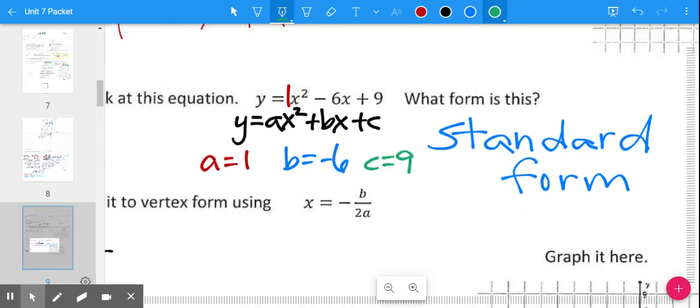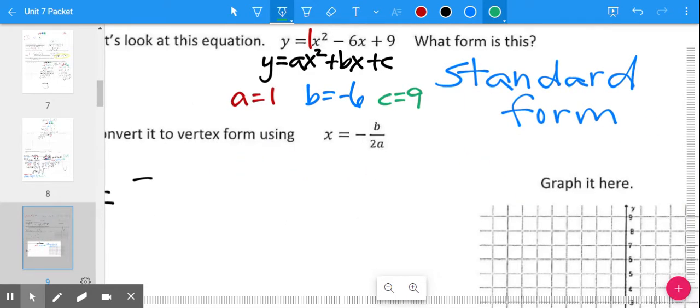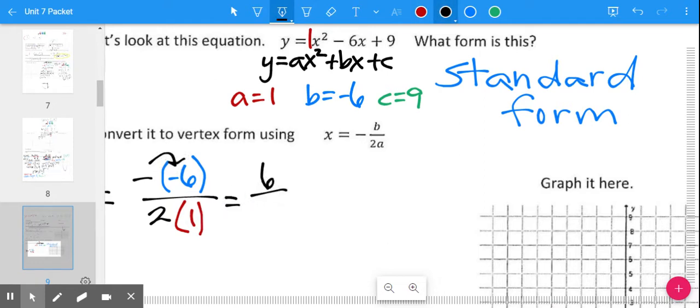So when we plug this into that formula for finding the x coordinate of your vertex, we have negative b, which is negative 6, over 2 times a, which is 1. So a negative times a negative makes a positive 6. 2 times 1 is 2. So your x value is 3.